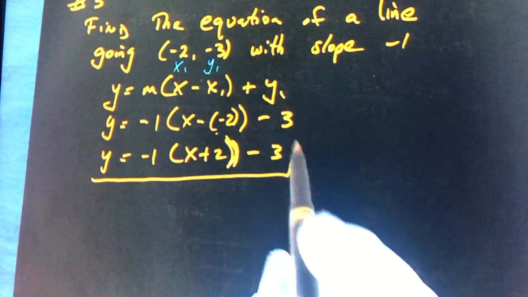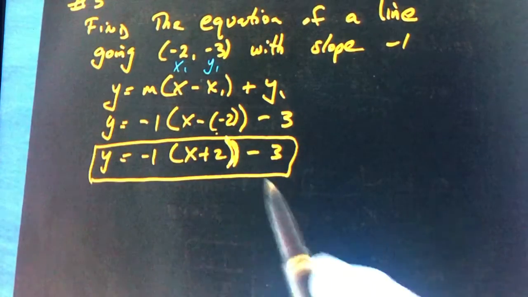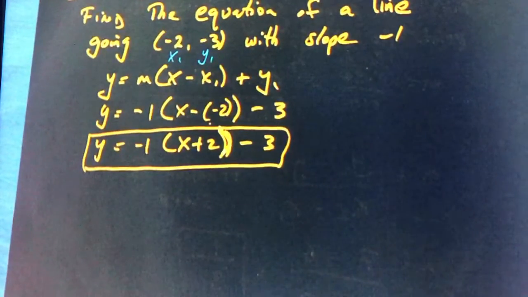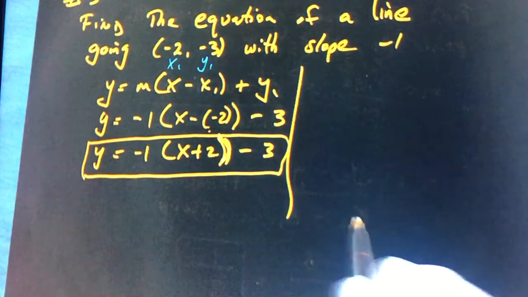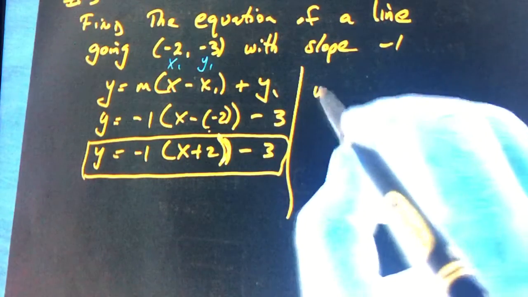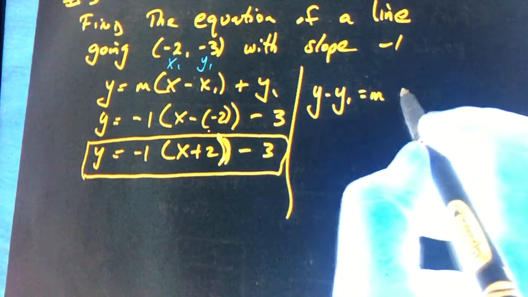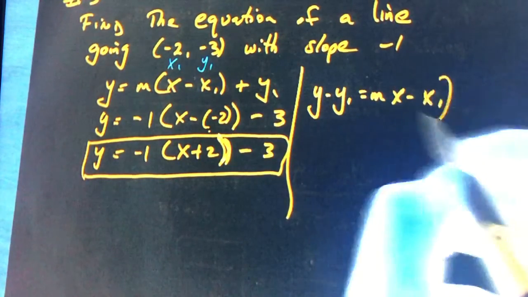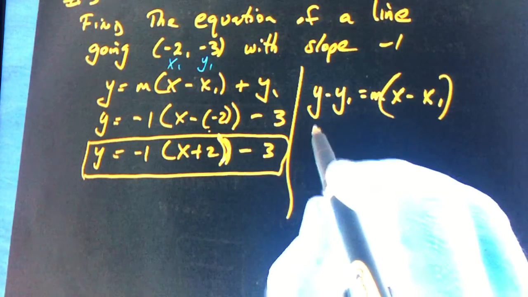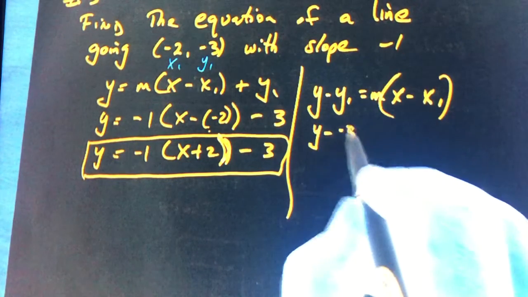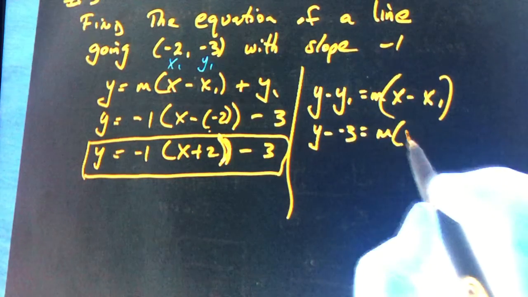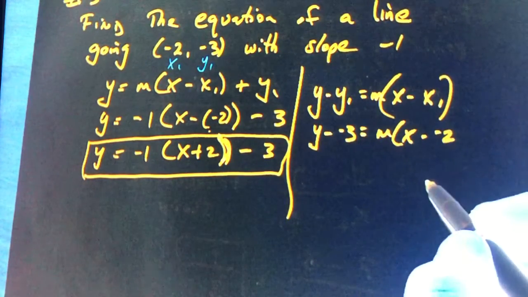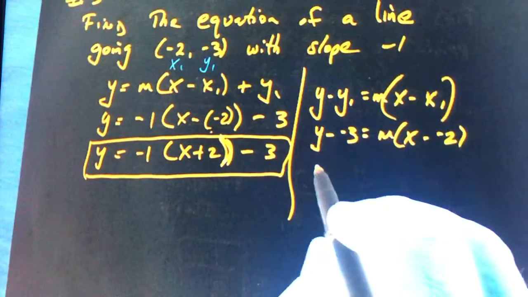That's point slope form. Now, there is another way that this is done in textbooks, and you may find this. You might find it as y minus y1 equals m onto x minus x1. It's the same thing, but just a little bit different. We're going to go y minus -3 equals m, which is -1, x minus -2.